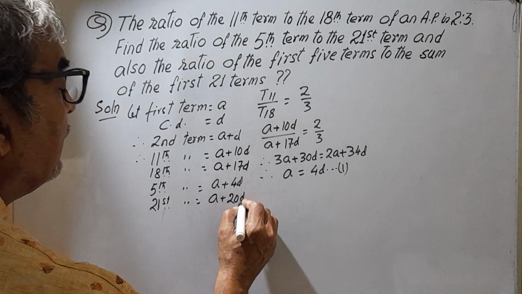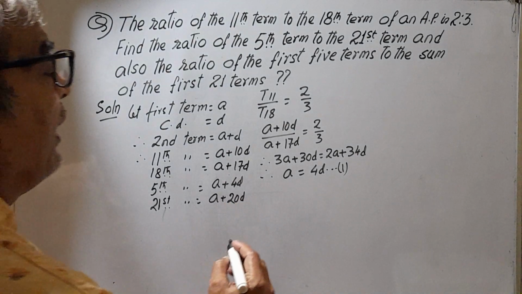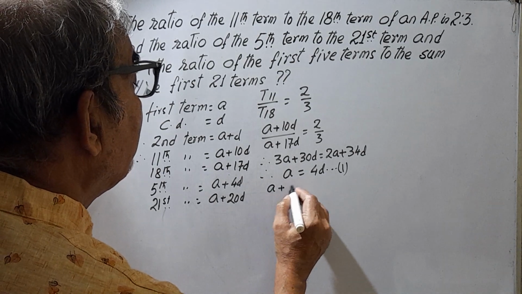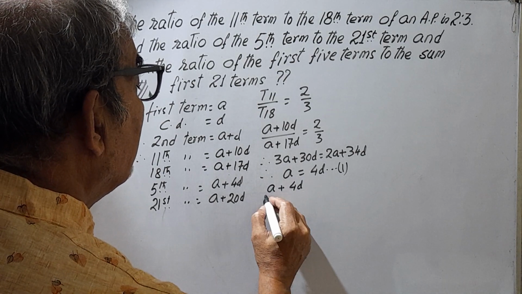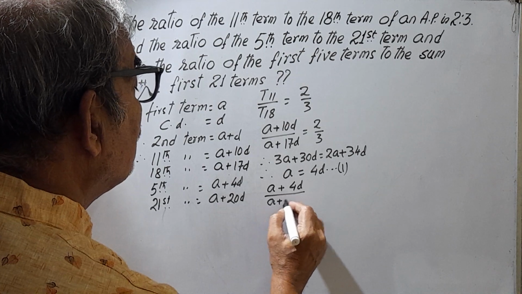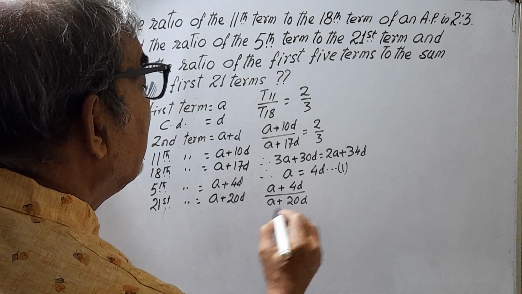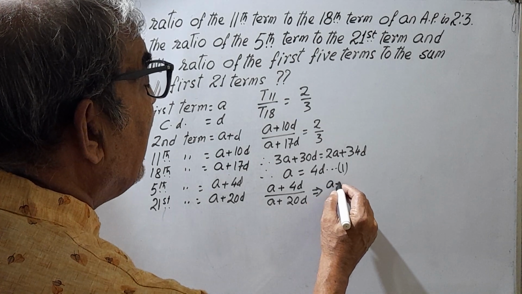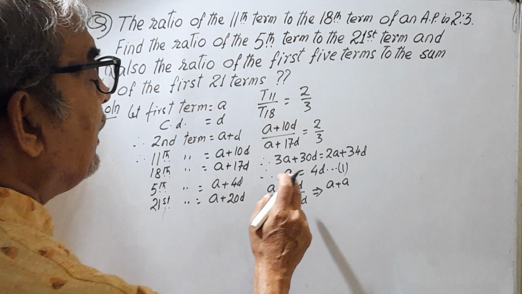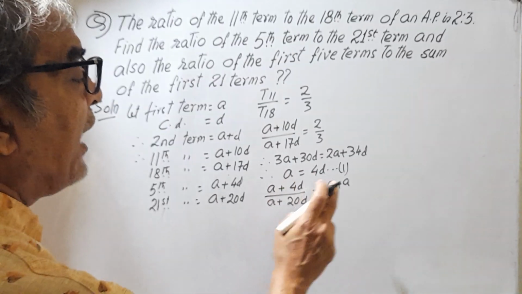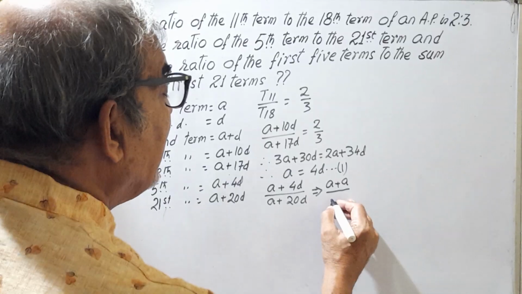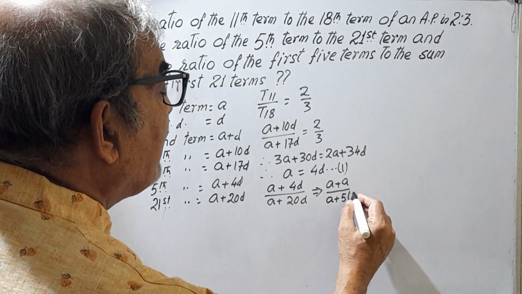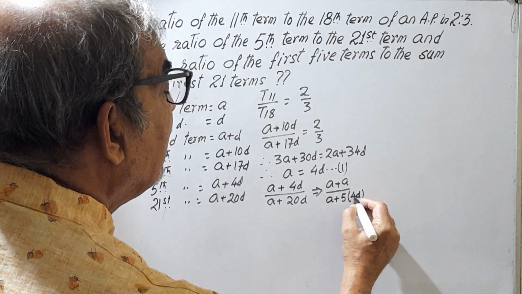Now I can write in such a way where you can easily understand. See, A plus 4D by A plus 20D. So we can write this like this: A plus A, because 4D equal to A. Instead of 4D, I can write A, and here I can write A plus 5 in bracket 4D. Clear?